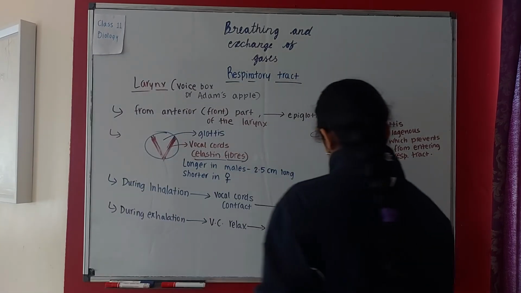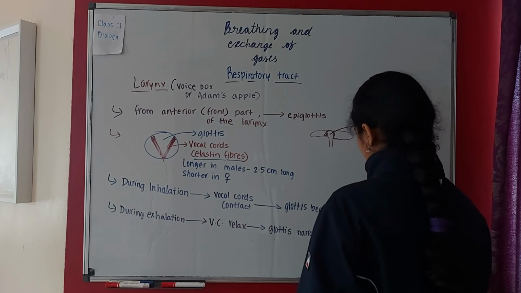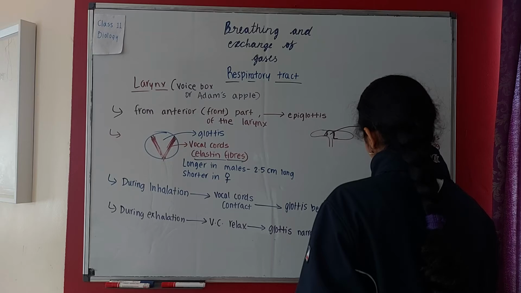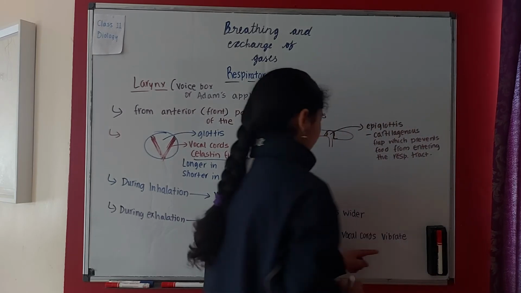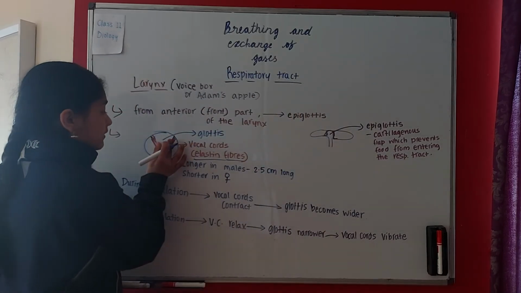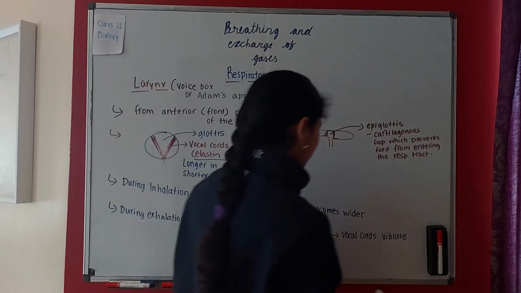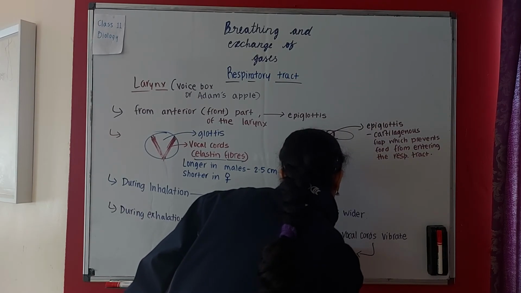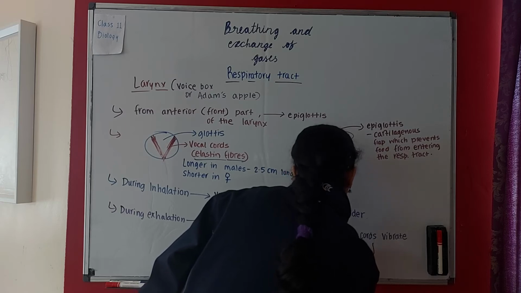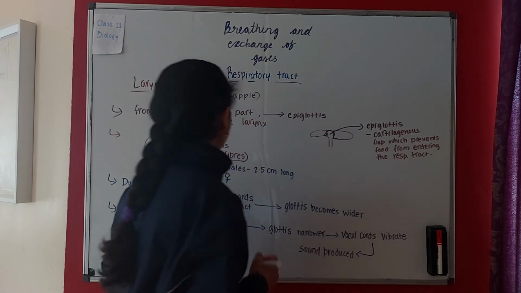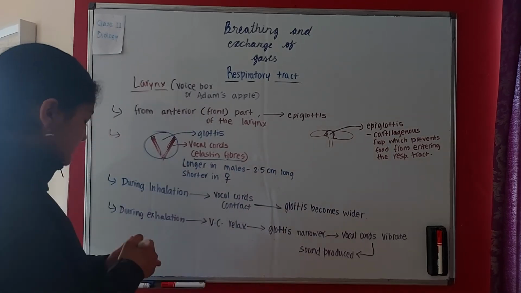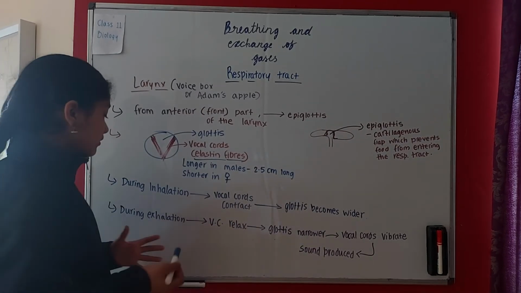So you can add one more thing here. The vocal cords vibrate, and when vocal cords vibrate the sound is produced. So vocal cords vibrate, and we can write here the sound, or the voice, is produced. That's why we call them voice box. Here is where the voice or the sound is produced, that is larynx. So this is how the sound production happens.